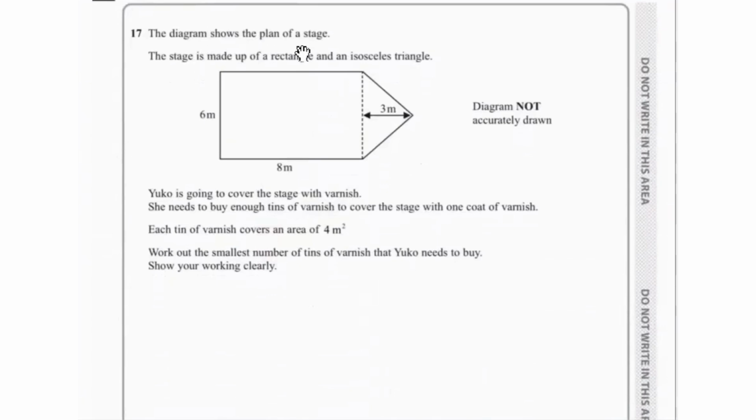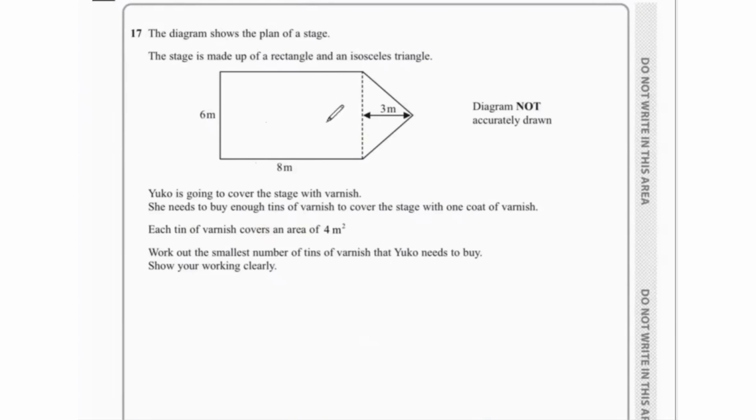The diagram shows the plan of a stage. The stage is made up of a rectangle and an isosceles triangle. Yuko is going to cover the stage with varnish. She needs to buy enough tins of varnish to cover the stage with 1 coat of varnish. Each tin of varnish covers an area of 4 meters square. Work out the smallest number of tins of varnish that Yuko needs to buy.